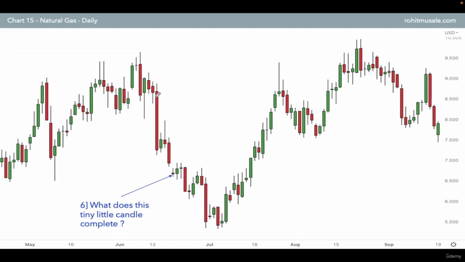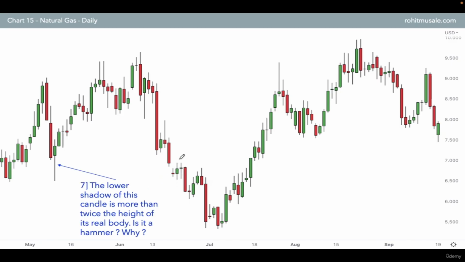Number 6, what does this tiny little candle complete? This tiny little candle completes a falling window. Again, I want to emphasize that those people who do not understand candlesticks properly would ignore such a little candle. But for us, it is very, very important because it's completing a window.